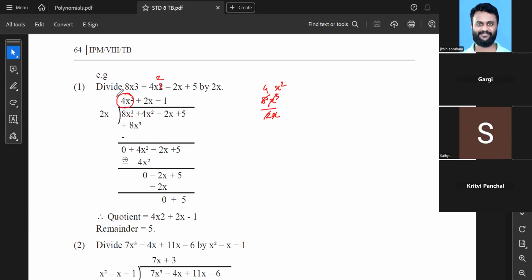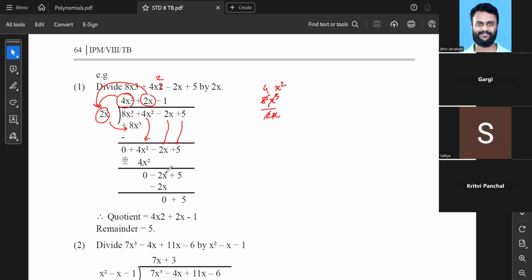Then whatever you have over here, you multiply it with this and then you write it over here. Then you basically subtract them. After subtracting, you will get 0. Okay. Now, next, again, bring down the next coefficient, whatever is left. Then try for the next coefficient. 4x square you divide by 2x, you'll get 2x. Then you multiply 2x with 2x, you'll get 4x square. You subtract them, bring everything down, 2x plus 5.